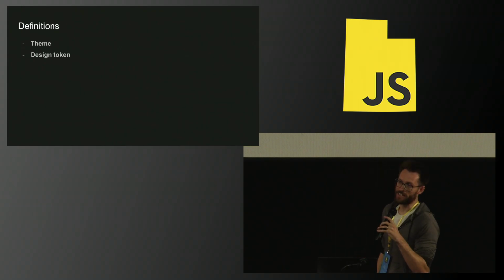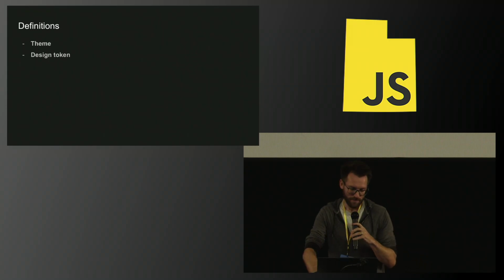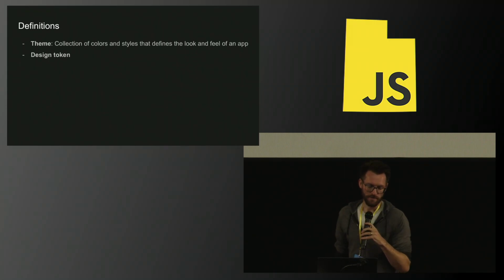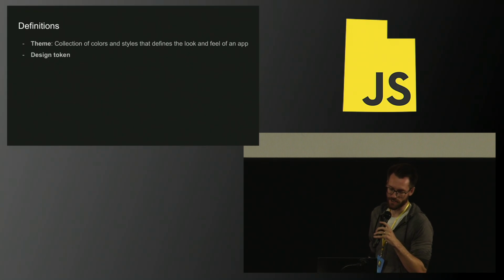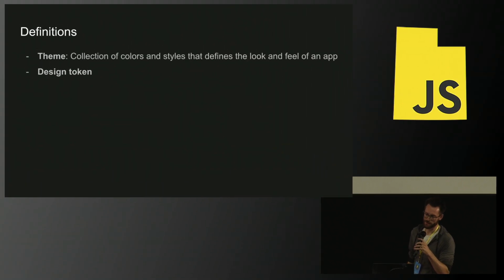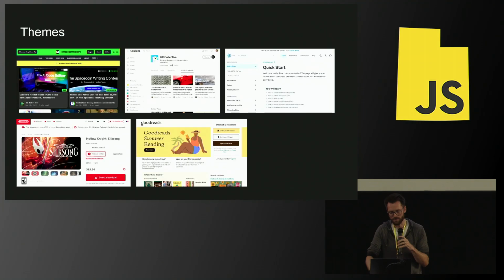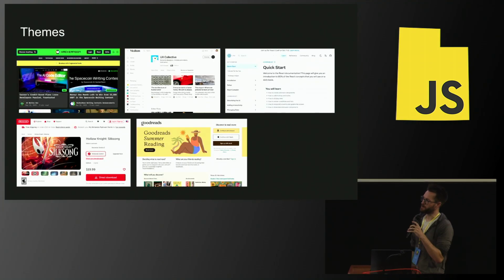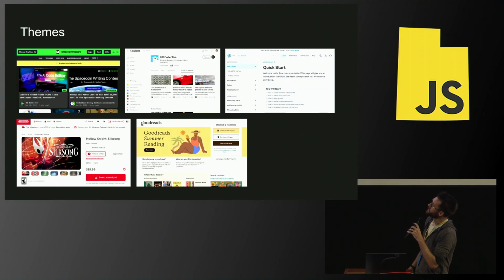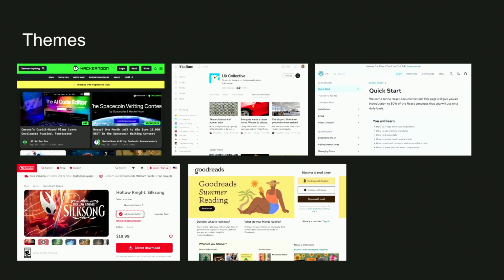So to understand that, right, we need two definitions. One, theme, two, design token. So first, we're gonna define a theme as a collection of colors and styles that defines the look and feel of an app, right? So colors and styles. So everywhere you look, every website you visit has a theme, right? Some are put together better than others, but all of them have a theme, right?